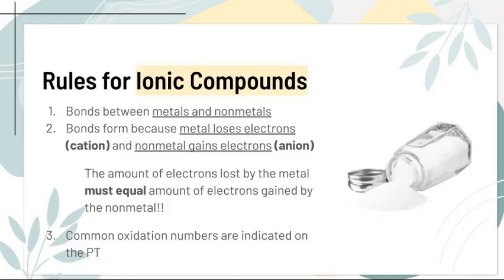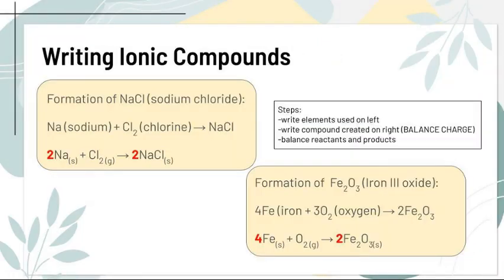Rules for ionic compounds. Ionic compounds are bonds between metals and nonmetals, and this occurs when metal atoms lose electrons and become cations, and nonmetal atoms gain those electrons, resulting in an anion. This means that the amount of electrons lost by the metal must be equal to the amount of electrons gained by the nonmetal. And to know which charges these ions will have, the common oxidation numbers are listed on the periodic table to help.